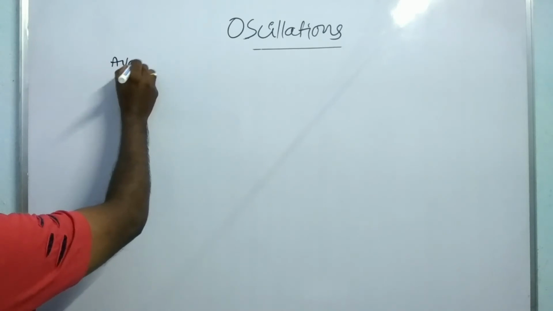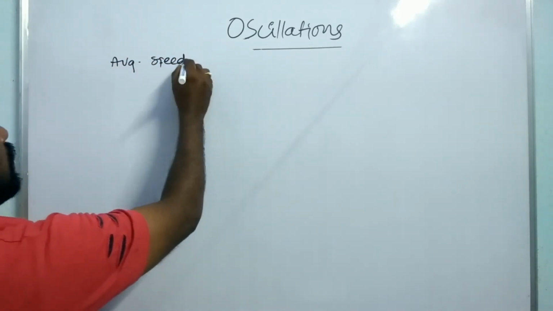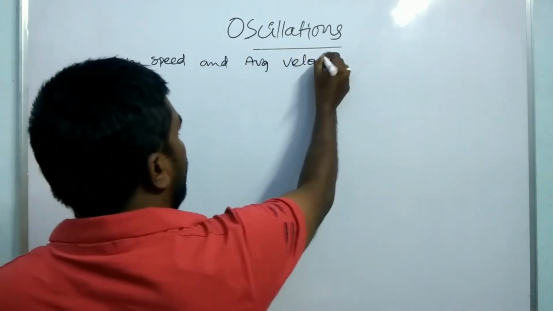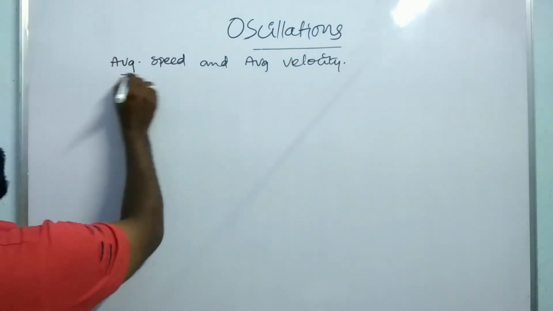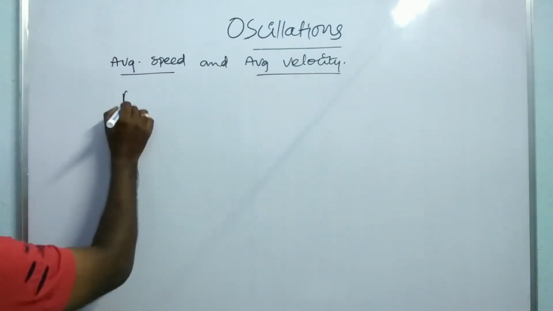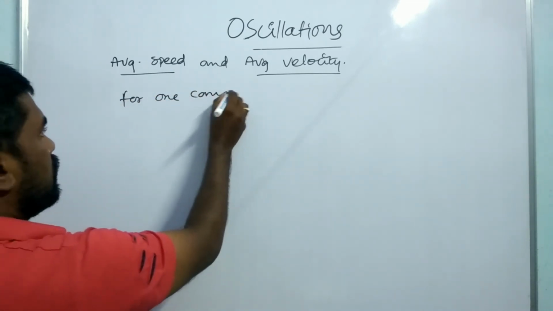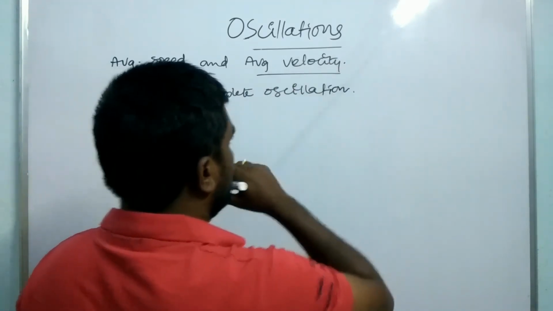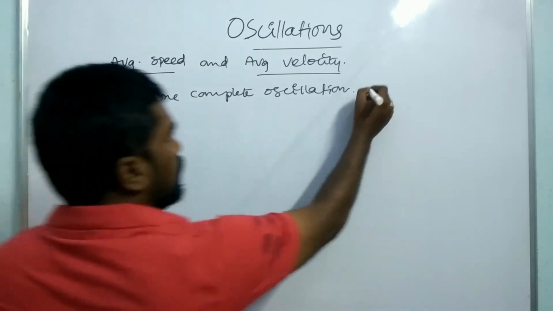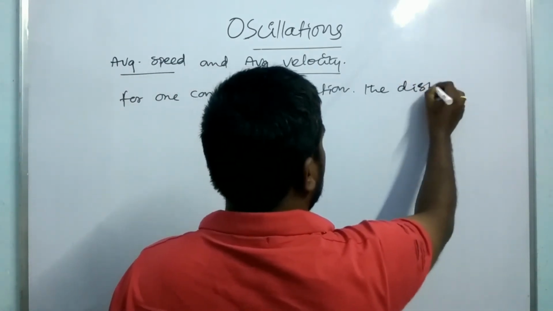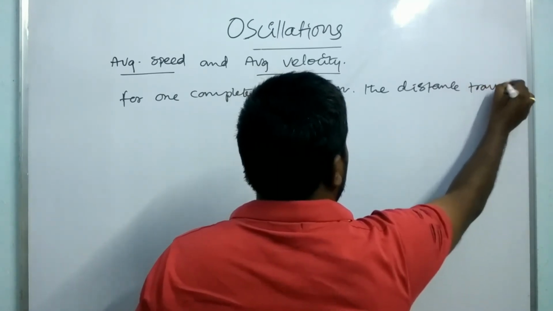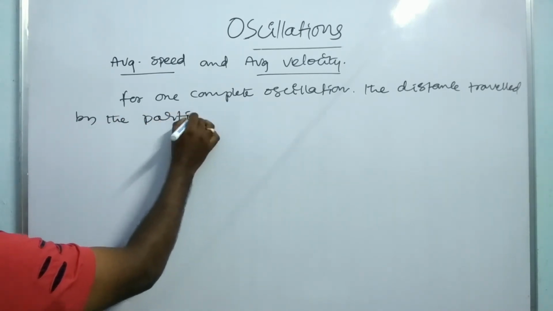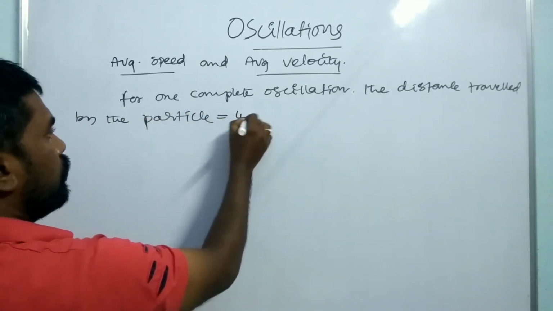So average speed and average velocity. So for one complete oscillation, the distance traveled by the particle is equal to 4a.